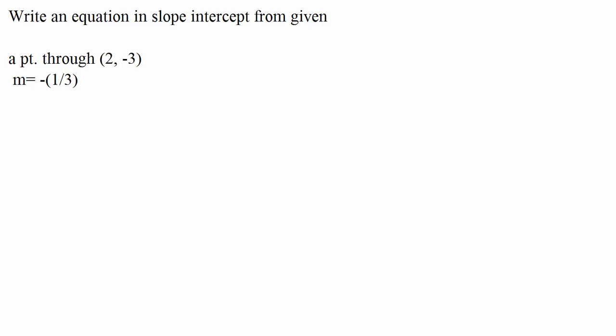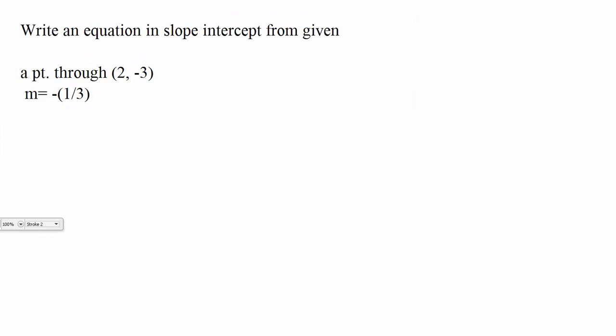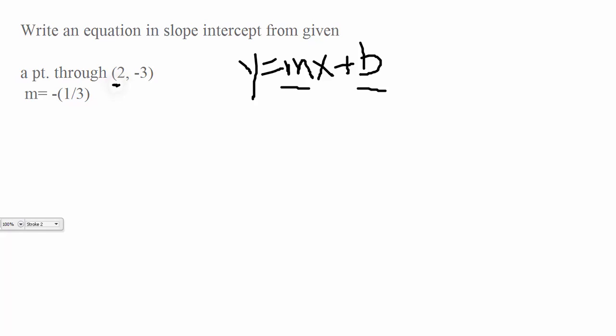So slope-intercept form is y equals mx plus b. We need to plug in for slope, and we also need to plug in for our y-intercept, which is what b is. We're not given the y-intercept in this particular problem. We're not given a graph showing it. This point is not a y-intercept, we know, because this x value is a 2.